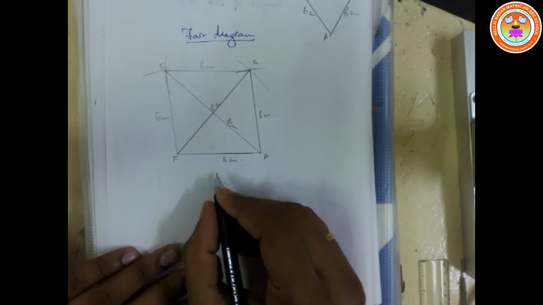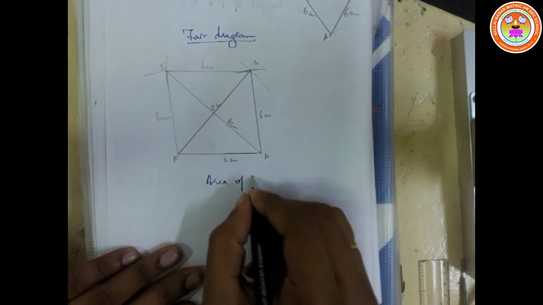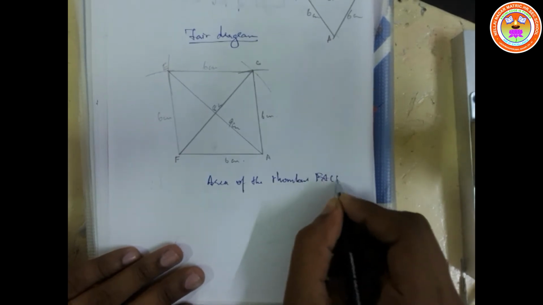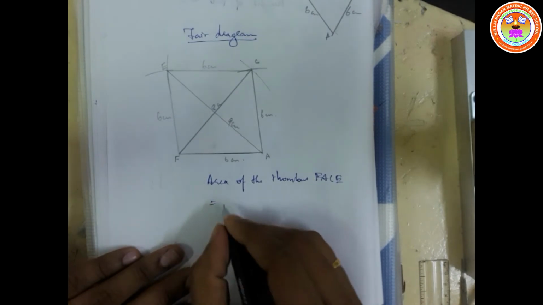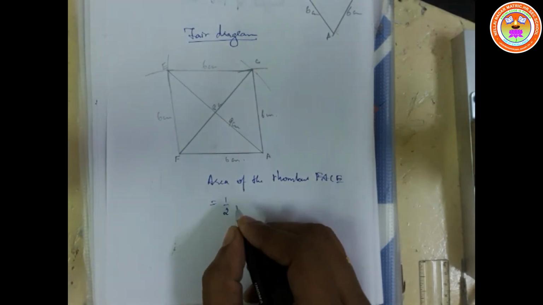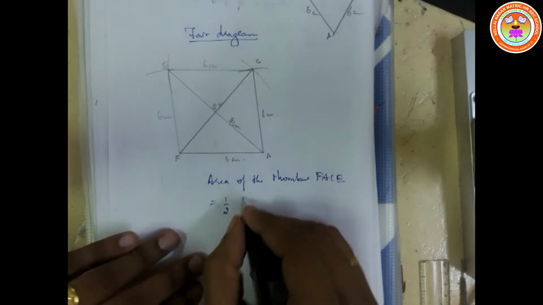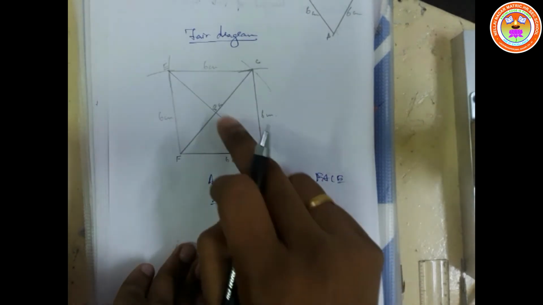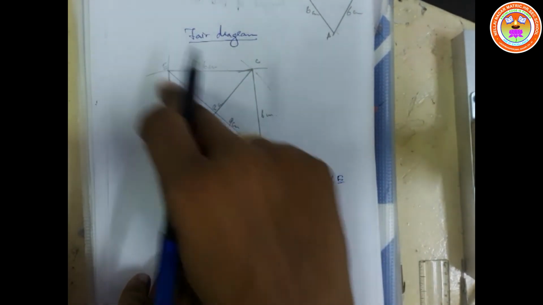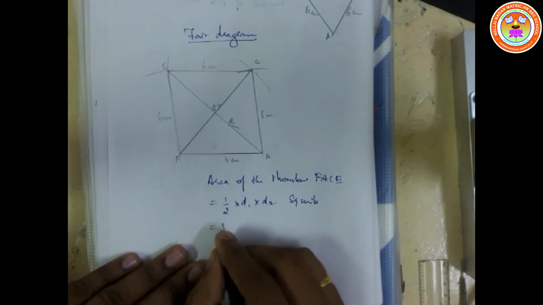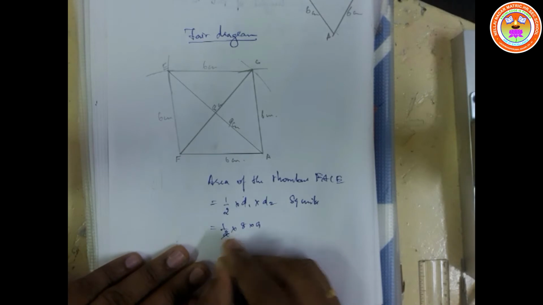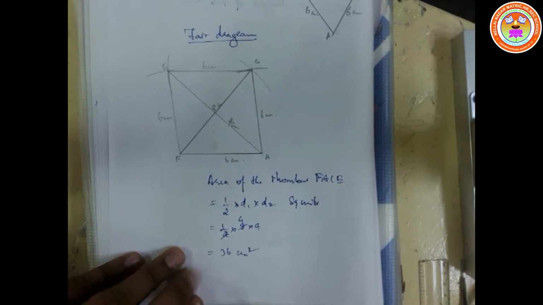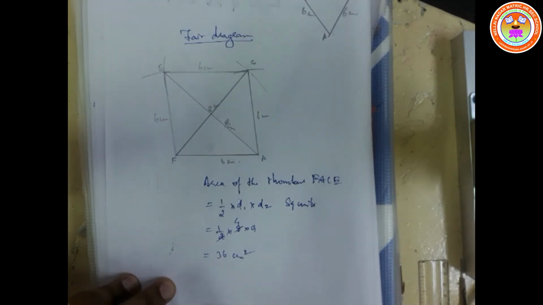Now we have to find the area of the rhombus FACE. In order to find the area of the rhombus, we want half into diagonal 1 into diagonal 2. That is the formula for the rhombus: half into D1 into D2 square units. Here D1 is 8 cm and D2 is 9 cm. We have to find that also. So substitute half into 8 into 9. This you can cancel. 36 centimeter square is the answer. Copy down, children. We'll move on to the next question.